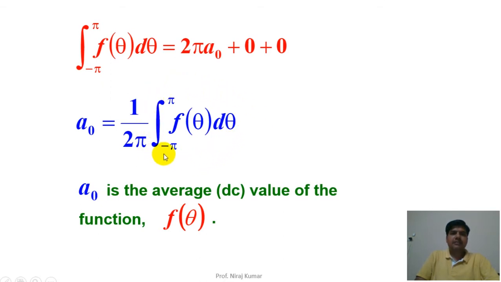So we can say that a naught is the average value of the function, because this is the total value between minus pi to pi, and between minus pi to pi the total period is 2 pi, and we are dividing it by 2 pi. So this value is the average of the function f theta. So it is also known as the DC value of the function f theta.